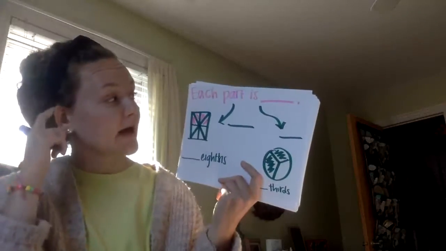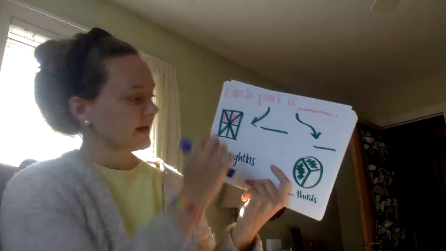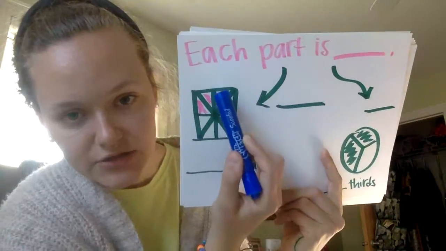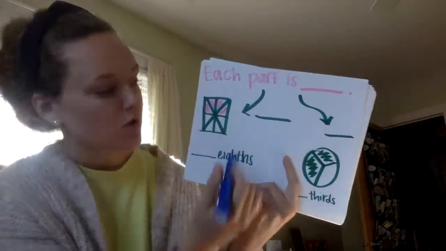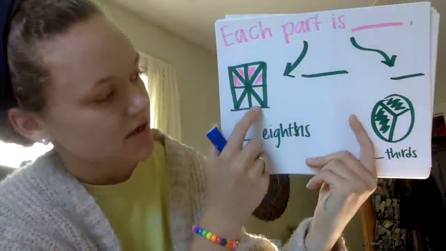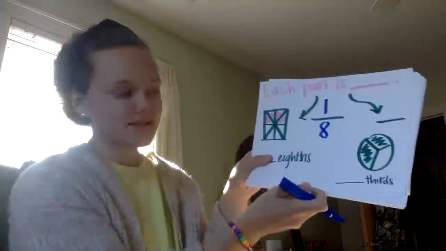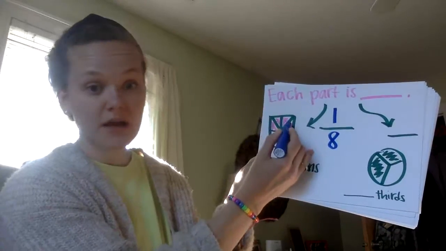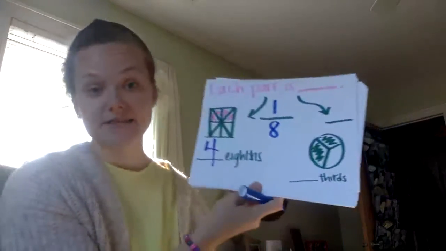Okay, it's our last example, guys. You're doing a great job. Each part is blank. So they want us to figure out what each part is. What they mean by part is each little shape. What fraction is that? Let's see. How many shapes do we have total? 1, 2, 3, 4, 5, 6, 7, 8. So each one of these triangles represents 1/8. Each triangle represents 1/8. How many eighths do we have shaded? 1, 2, 3, 4 eighths. So right here, we have 4 eighths that are shaded.